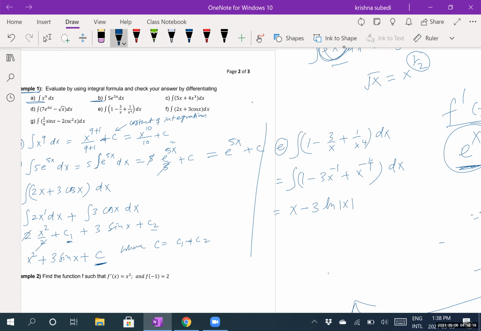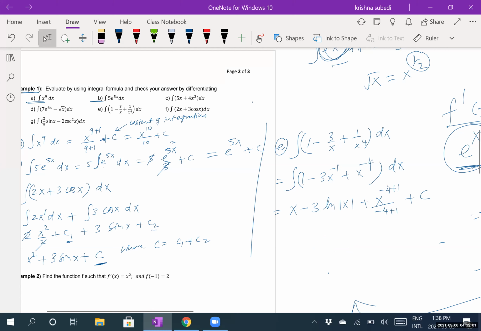Make sure that you write the absolute value with this x, because ln of a negative number, let's say negative 2 for example, doesn't make any sense. The domain for logarithm is always positive x. So in order to make this positive, you must write the absolute value sign. I think you already know this from your Calculus 1 course. Plus this guy will be x raised to power negative 4 plus 1 divided by negative 4 plus 1, and I just write c at the end.